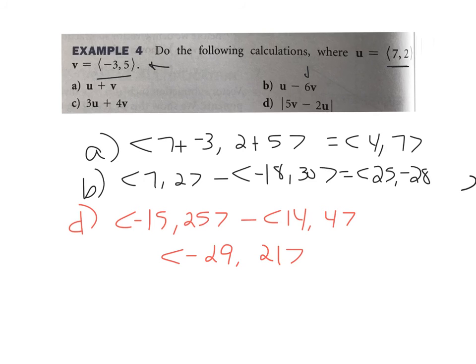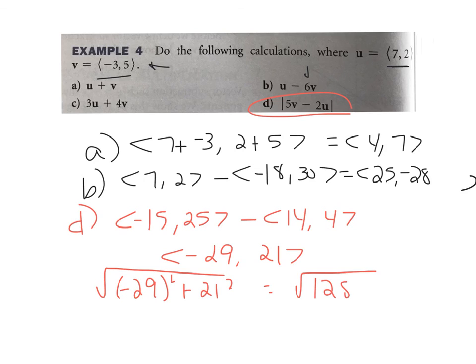But what it asked me to do is find the magnitude of that. Remember how you find magnitude? You do the square root of negative 29 squared plus 21 squared. I've got to get my calculator and punch that in real quick. Hang on. And I got 1282, so it'd be the square root of 1282. And I couldn't find anything real quick to break that down with, so I'm just going to leave it like that. And that's all, guys.